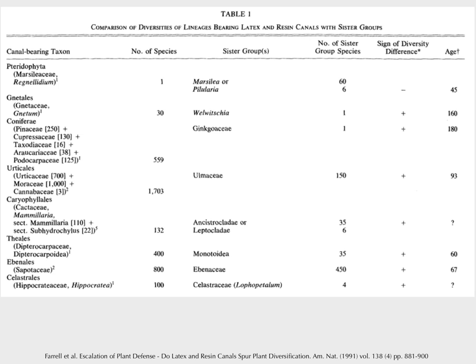It seems in this case that being protected against herbivores causes an increase in diversity, because these started at the same point, and then one got latex canals and one lost them. Whatever the root state was, they diversified after that, and everything else is the same.